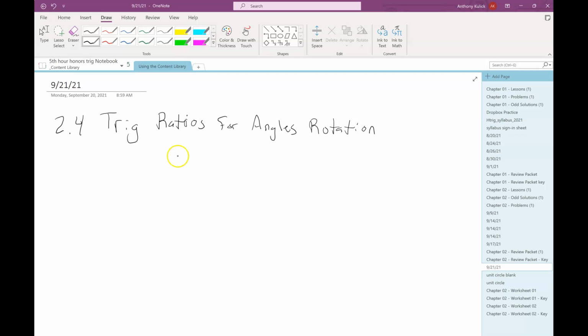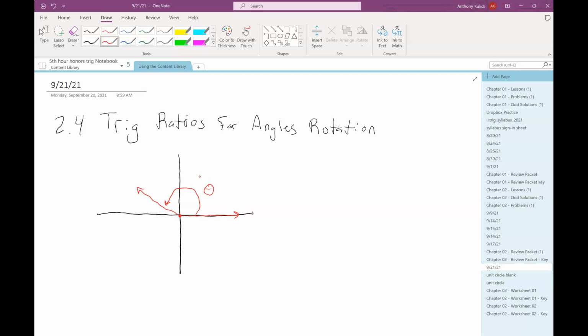So in section 3, we defined this angle of rotation. So this standard form angle, where we had the vertex at the origin, the initial side on the positive axis, and then like some terminal side that rotates counterclockwise for positive angles and clockwise for negative angles.